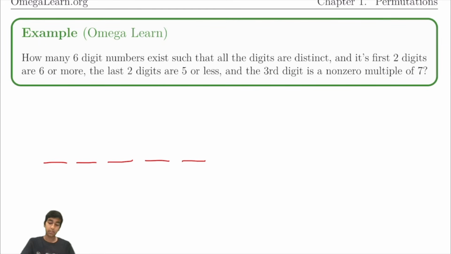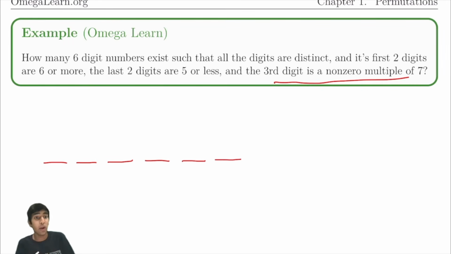So 6 digits. And its first 2 digits are 6 or more, and the last 2 digits are 5 or less. And the third digit is a non-zero multiple of 7. Seems like a lot. There's this condition and that condition and this condition. The trick for these types of problems is to focus on the most restrictive conditions first. There's a bunch of conditions, but which ones restrict you the most? Which ones have the fewest number of possibilities?